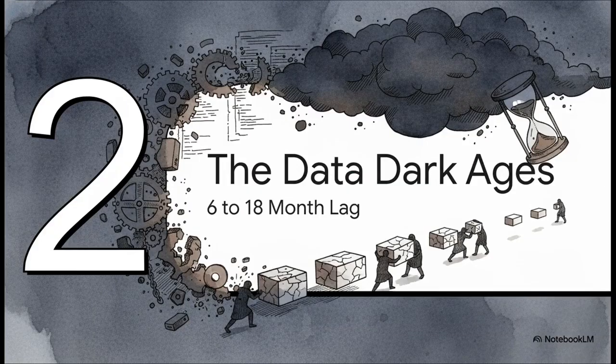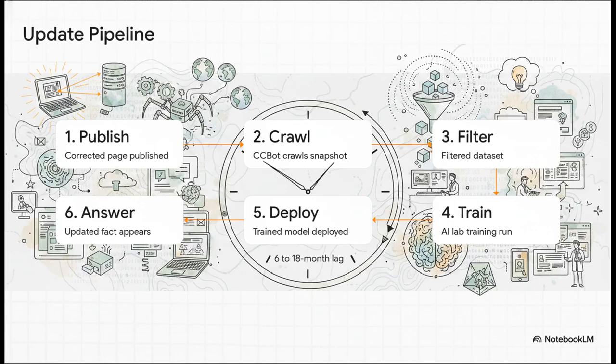Which brings us to part two, the data dark ages. Listen, if you update your website today, you can't just reach into an AI's brain and fix a broken fact. It doesn't work like that. You actually have to wait for this entire 6-step chain to complete. You publish the page, then CCBot eventually crawls it, it enters a filtered data set, an AI lab uses it in a massive months-long training run, the model gets deployed, and only then does the updated answer actually appear. This whole process proves exactly why an announcement you made last month is just completely invisible to current AI models. The lag is very real, usually taking anywhere from 6 to 18 months.